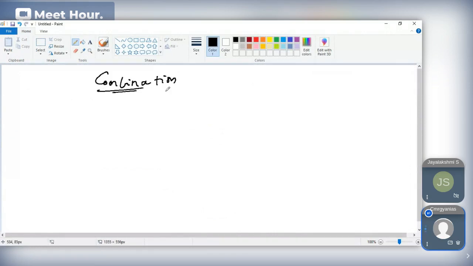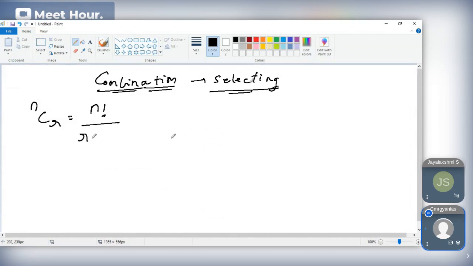So combination, as I said earlier, here what are we doing? We are doing the selection, we are selecting. That is, I say in a class there are 5 people in which I want to select 2 girls and 1 boy. So in how many ways can you do that selection? That is combination. So here for this formula, write down nCr is equal to n factorial divided by r factorial into (n minus r) the whole factorial. This is the formula.